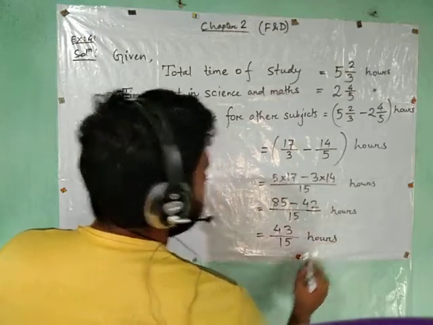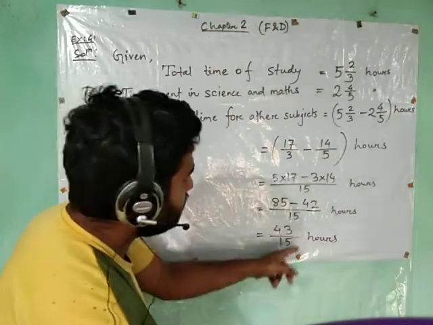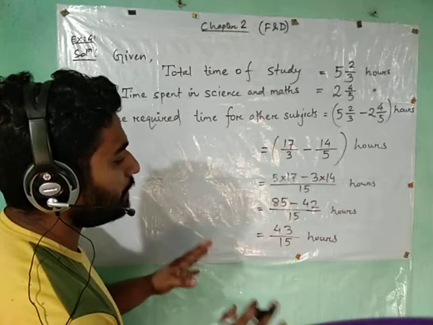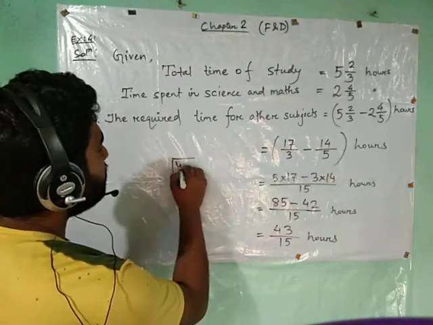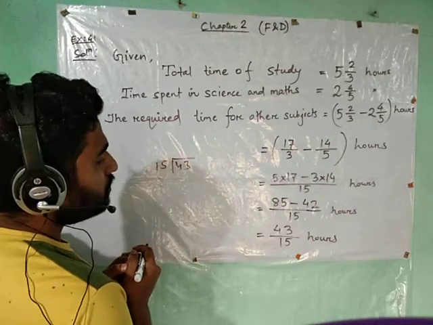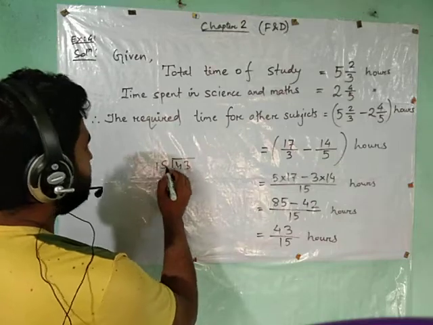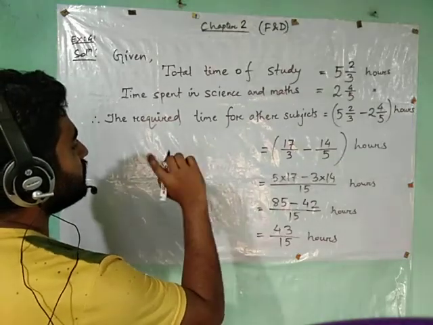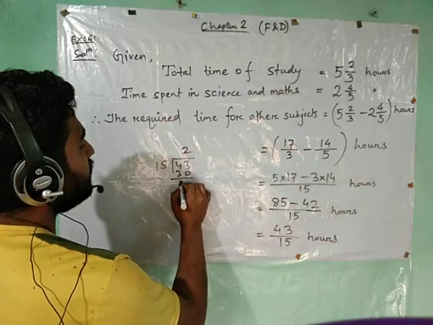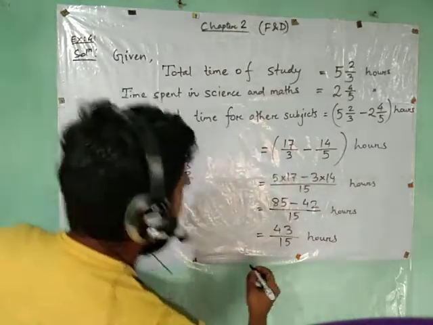But it is again an improper fraction. Our answer is almost over, but this is also an improper fraction, so it will be better for you to convert this improper fraction into a mixed number. 15 ones are 15, 15 twos are 30, 15 threes are 45. So 15 twos are 30, and 13 will be our remainder. Now therefore our answer will be what?